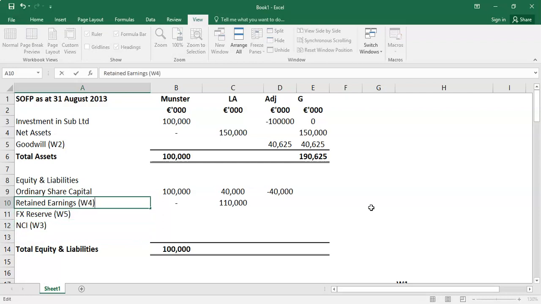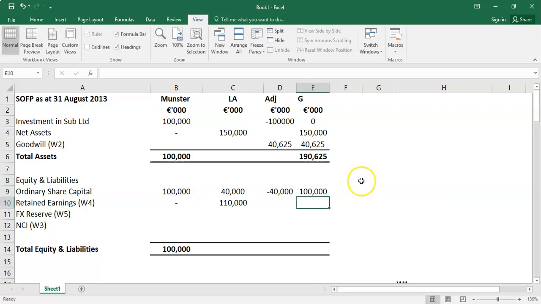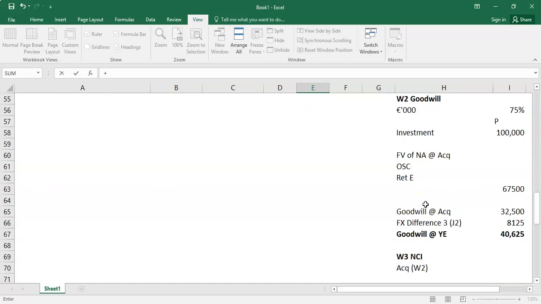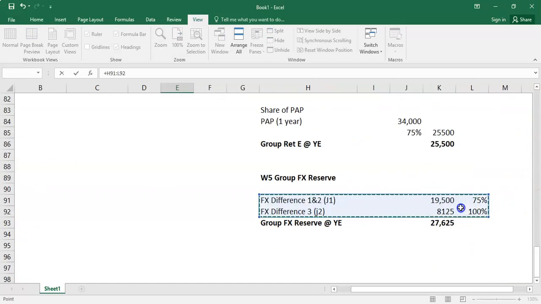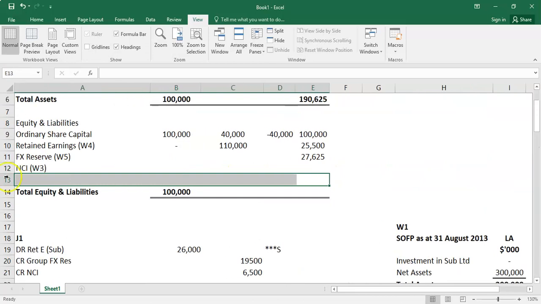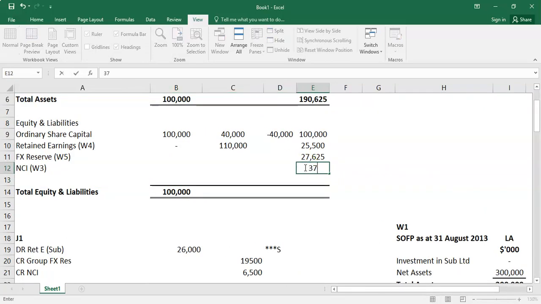Just to show the examiner, share capital should only ever be the share capital of the parent, the 100,000. Retained earnings we said were 25,500 from working 4. FX reserve, if we go down to working 5, we said it's 27,625, just the group's share. The NCI share has already gone in to their NCI line item, and the NCI is 37.5. So that means when you tot them up, you get 190,625.